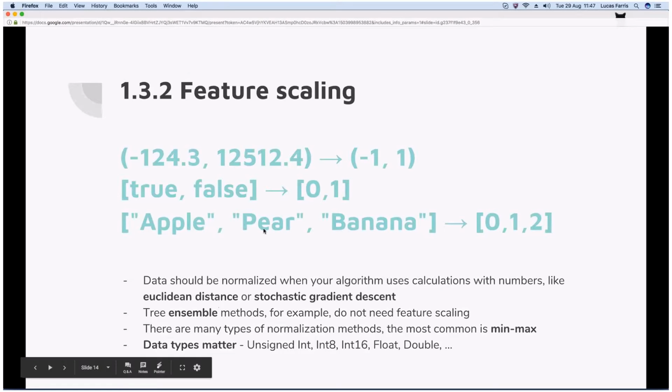You also have to know that some algorithms don't really care about this. Simple methods like random forests or gradient boosting machines are algorithms that do not need feature scaling. Lastly, the type of data matters. Obviously, everybody here knows that unsigned int operations are much, much, much faster than double operations.